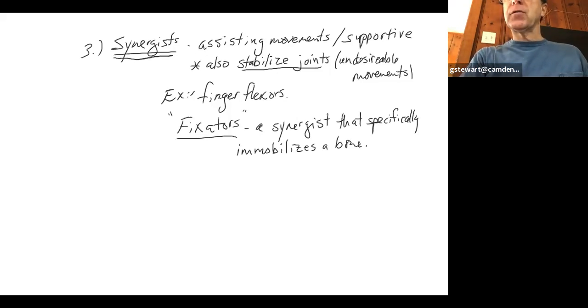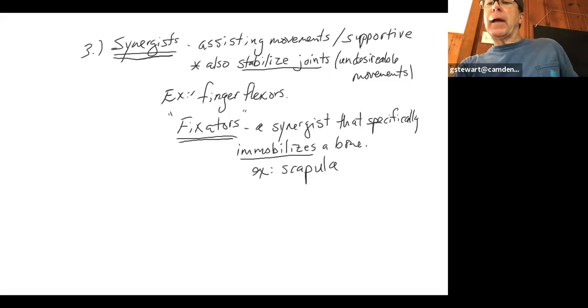So there are muscles called fixators that immobilize the scapula. So I'm going to put example. That can immobilize the scapula when you do certain movements with your shoulder. So just think of fixators as immobilizers of certain bones, holding them in place when other movements are necessary.